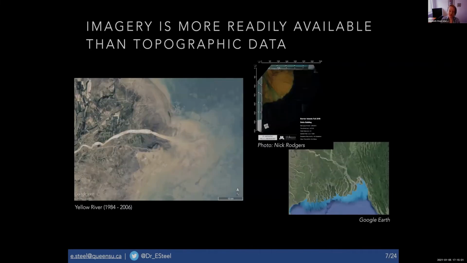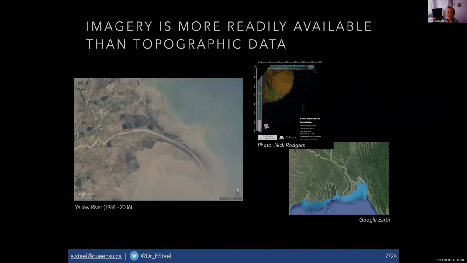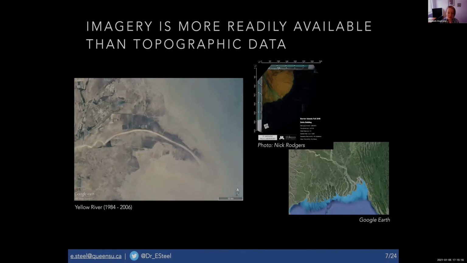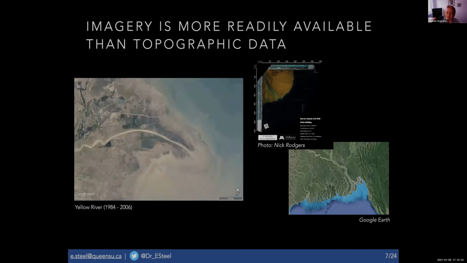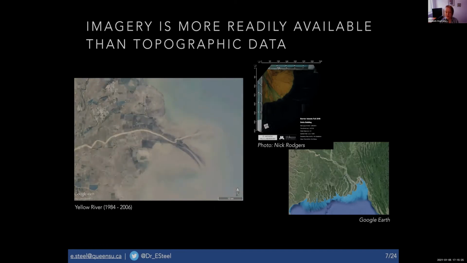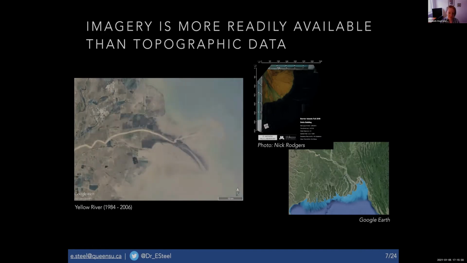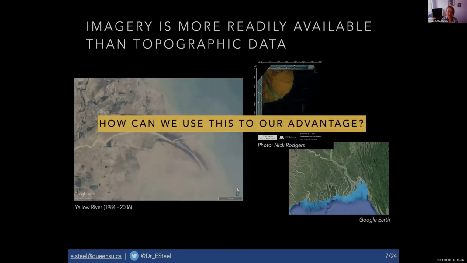The thing is that in both natural systems and also in experimental systems, imagery is much more readily available than topography. So it's great when we have really, really frequent topographic scans. But in the real world, we have better control on imagery and things like that than we do on actual topography. And also in experimental settings, it's pretty time consuming to take these topographic scans. You have to stop your experiment. It also requires equipment that is not cheap to do those scans. And so the question I'd like to ask is, how can we use this wealth of imagery to our advantage to fill in some of those gaps that we might have when we don't have topography?